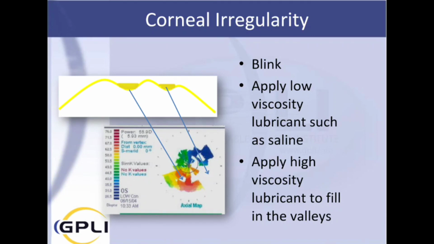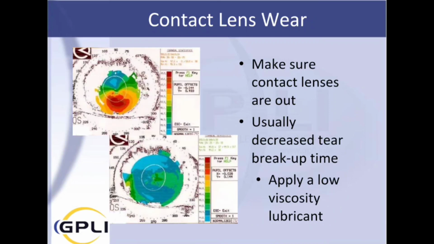If you add a high viscosity lubricant, you will fill in the valleys of the cornea. But keep in mind that this is a reflection-based system, and you may just be recording the top of the lubricant instead of the actual cornea. Make sure that the contact lens is out before the topography is taken. If the contact lens has just been removed, there may be an increased tear breakup time. Add a low viscosity lubricant to help smooth the tears prior to corneal topography.